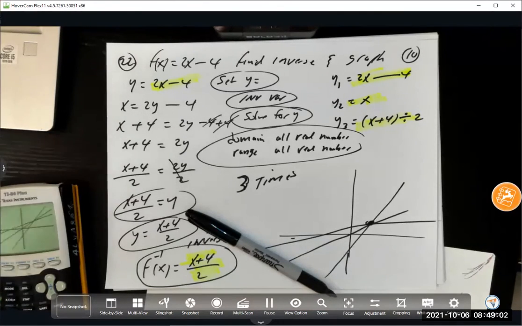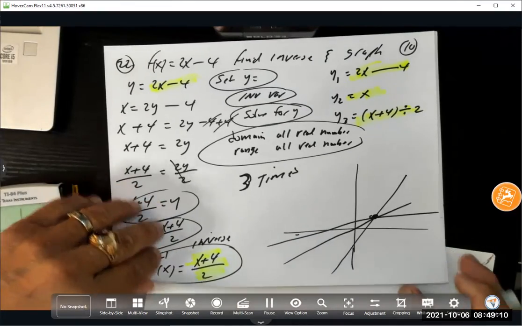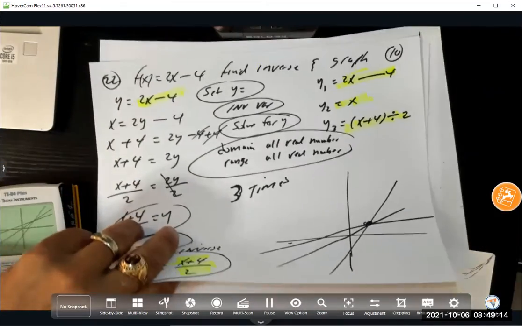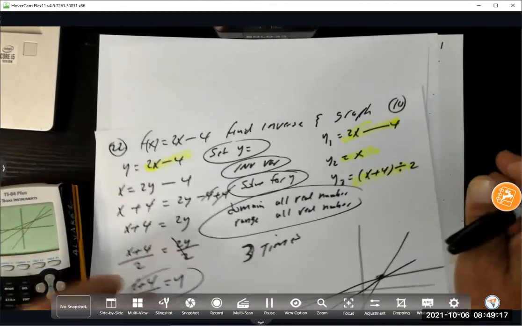So now, the next one. Let me see. What number is that? 22? Okay, let's go 23. All right, I'm going to go 23 now. Is that okay? Yes. All right, 23. A little closer, man. Closer. 23.